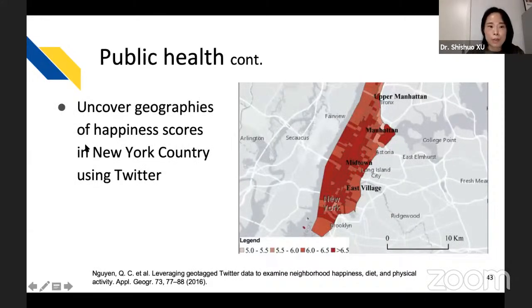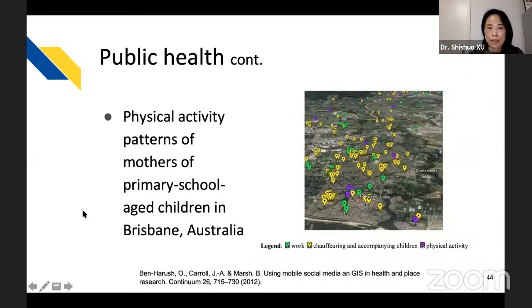For public health, another research concerns uncovering the geographical distribution of happiness scores using Twitter data collected in New York City. And in Australia, the physical activity patterns of mothers of primary school aged children were analyzed using the geosocial media data collected.